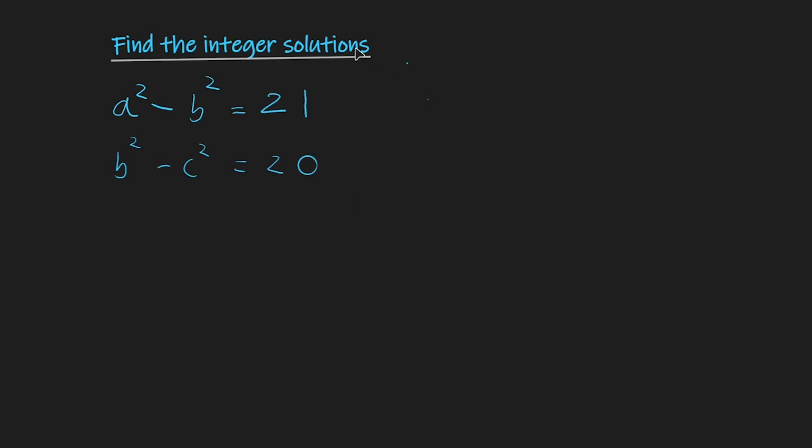All right, today we're going to find the integer solutions to these two equations. And we will start out by making a little assumption, and we can make this assumption without loss of generality. We can assume that A, B, and C are greater than or equal to 0.